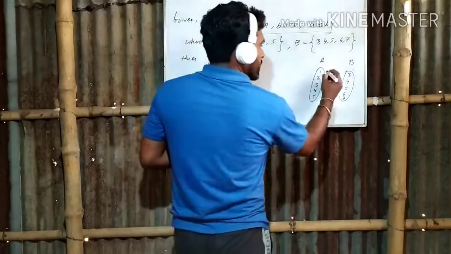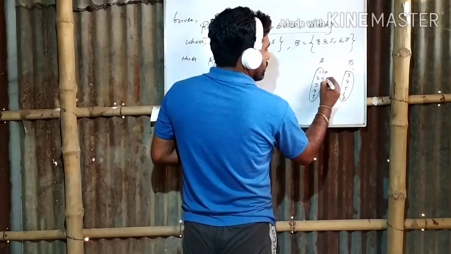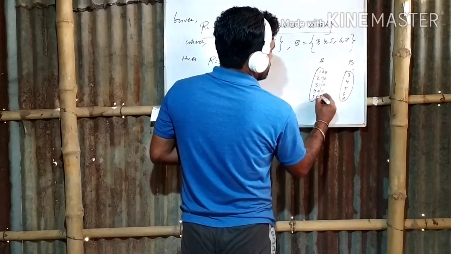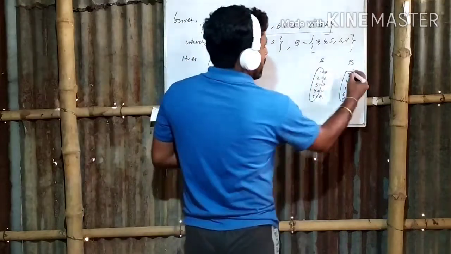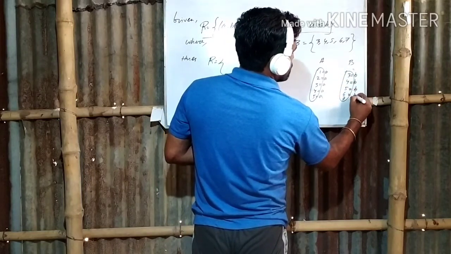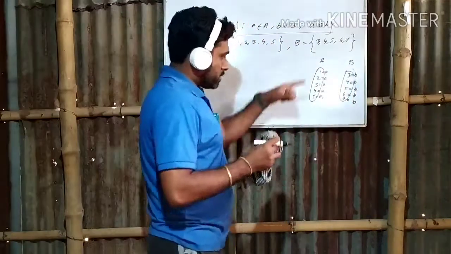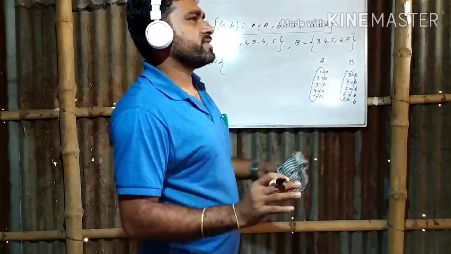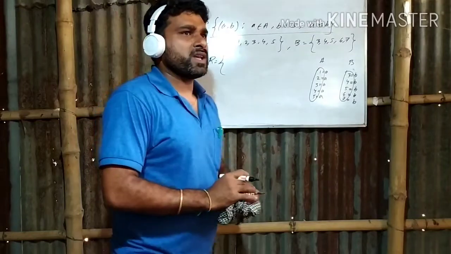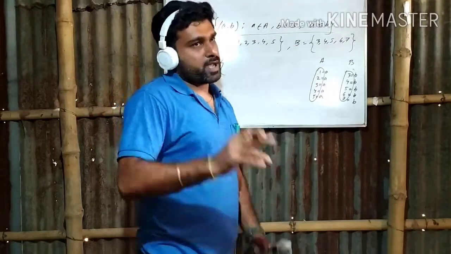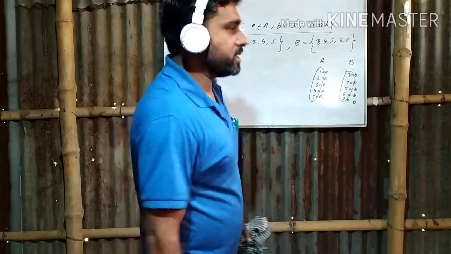So here, as you know, all the elements of the first set can be chosen as small a, and all the values of the second set can be chosen as small b. These are the values of small a and these are the values of small b. Just you need to consider this thing. All the values of the first set have to be considered as A, and all the values of the second set have to be considered as B as well.